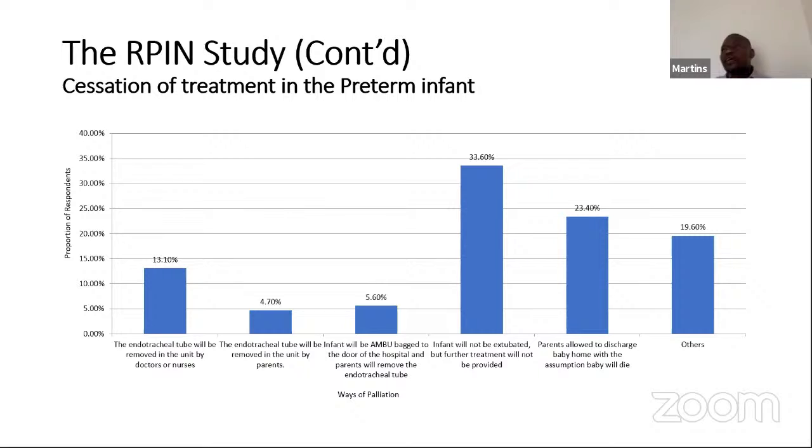And then others say probably the baby is not on any respiratory support, but the baby will just be there. They will still be giving medications as it is, but just wait until the baby is done. But they won't do any investigations or any invasive procedure for the baby. Next slide.